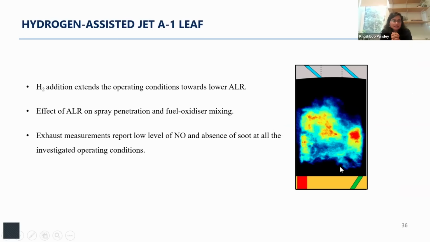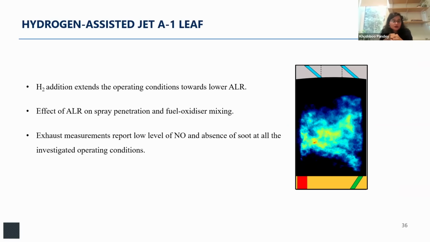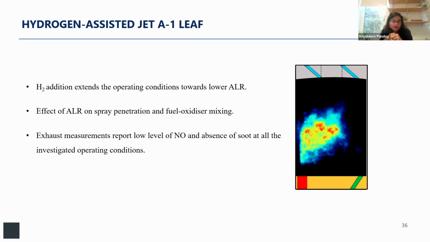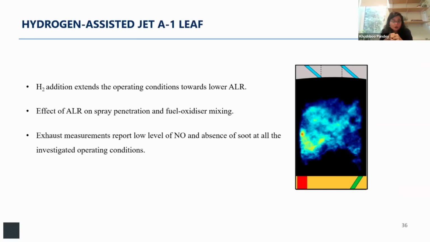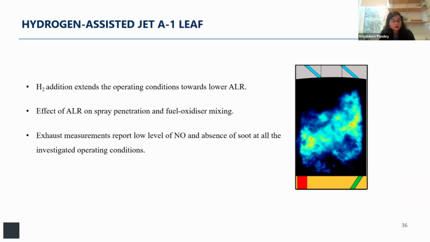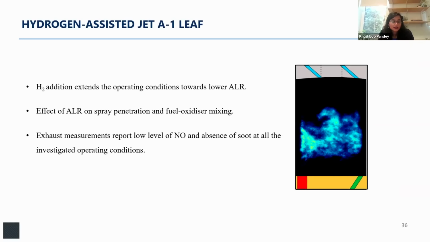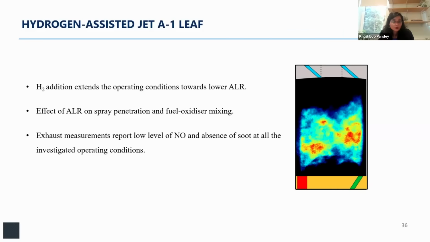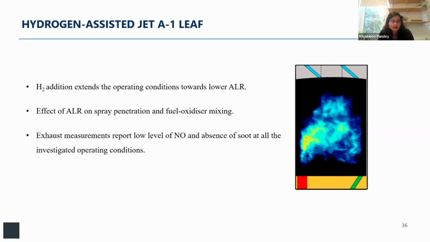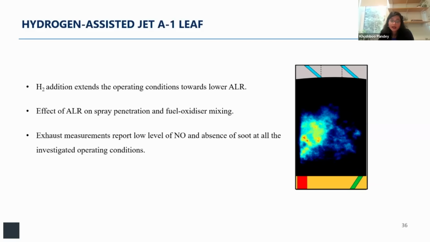With the hydrogen-assisted leaf, it was confirmed that H2 addition does extend the operating condition even at low ALRs, which is good for aviation applications, given that at high ALRs we do come across higher pressure drop. And exhaust measurements report that even with hydrogen-assisted combustion, we have a low level of NO and absence of soot in all the operating conditions.